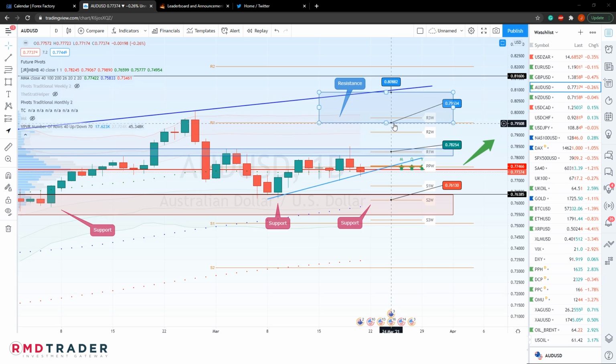That's the monthly R1 with an extended target all the way up at overhead diagonal resistance at 0.8088. Of course, in the event of a breakdown, we will have price retest this daily 100 SMA, which will probably meet up with the weekly S2 at 0.761, with further support at the monthly S1 pivot at 0.751.